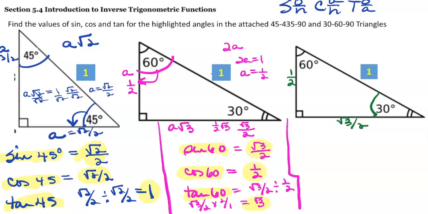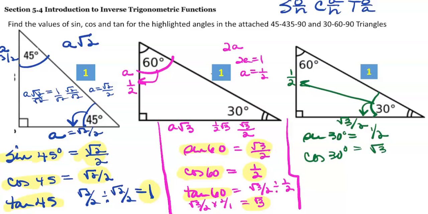Okay, so from the 30 degrees perspective, the sine of 30 is opposite over hypotenuse. So it's 1/2 divided by 1, which just equals 1/2. And then the cosine of 30 degrees equals adjacent over hypotenuse. So that's √3/2 divided by 1. And then the tan of 30 degrees is opposite divided by adjacent.